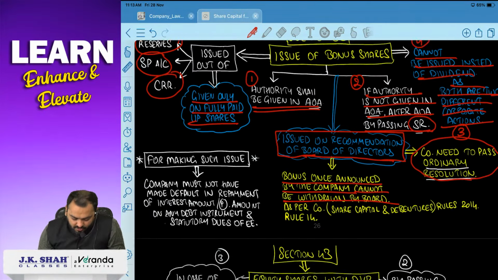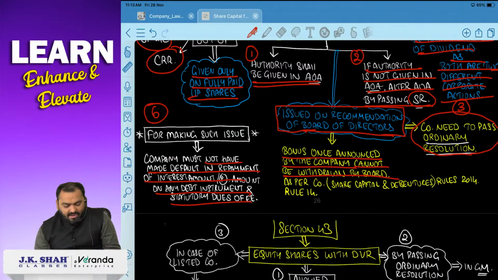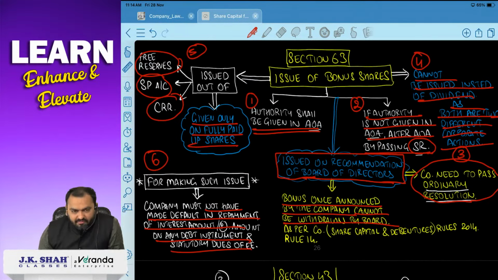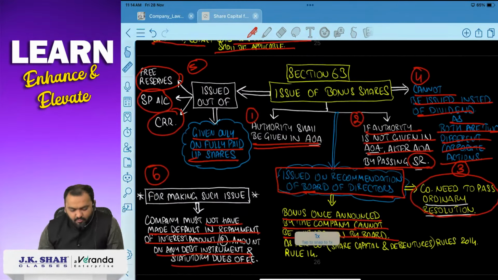Okay? Now point number 6. If company wants to announce bonus shares, company must not have made default in the repayment of any amount, principal amount, interest amount on any debt instruments and statutory dues of employees. You understand statutory dues of employees? Whatever the rights of employees are there, you have paid all the money on time, like gratuity, other statutory dues, all other benefits. So company should not have made default basically. Okay, so this is your issue of bonus shares, 6 points.